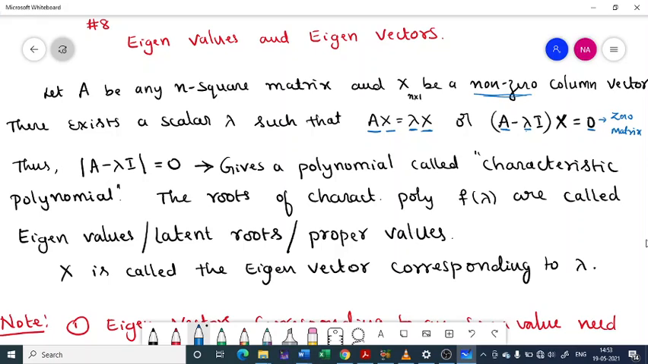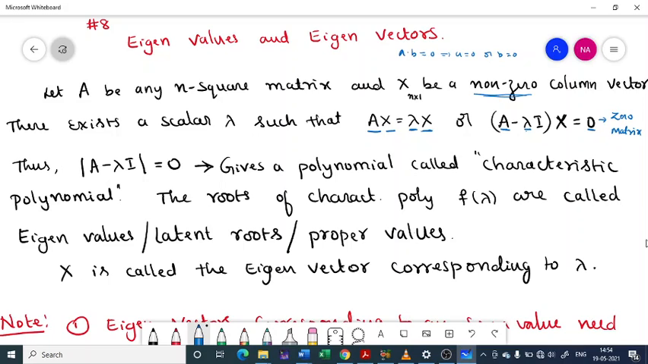We use vector and the word matrix as synonyms in case of a column matrix or row matrix. Now determinant of x is not equal to 0 because it is a non-zero column vector or non-zero column matrix. So the product of these two numbers being equal to 0 means we must have determinant of (A minus lambda I) equal to 0. That is an idea that comes from abstract algebra, which is out of syllabus, so we don't discuss that. That result says that if A into B equals 0, we must have either A equal to 0 or B equal to 0. That's what we are going to use here.